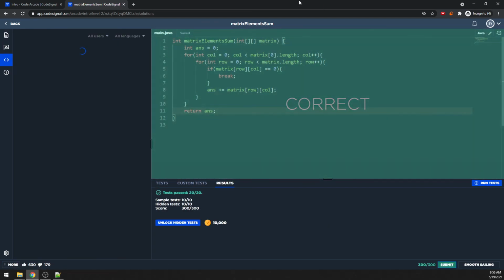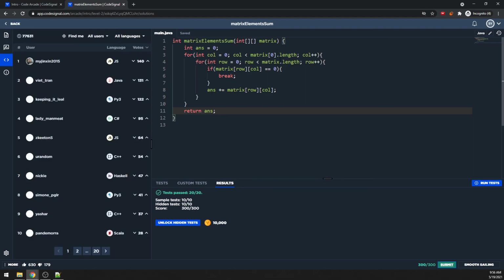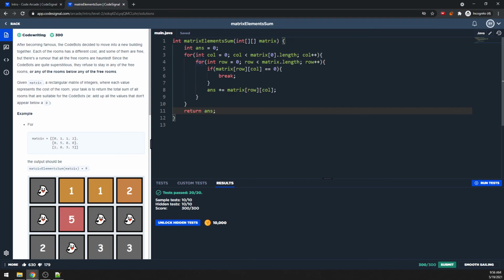Okay, so the time will be O of n times m, because you go through the 2D array, and idea is starting from the column, and then inside the column for loop you have the row loop, and then you just add. Okay, it's not hard, so I hope you get it, and peace out.